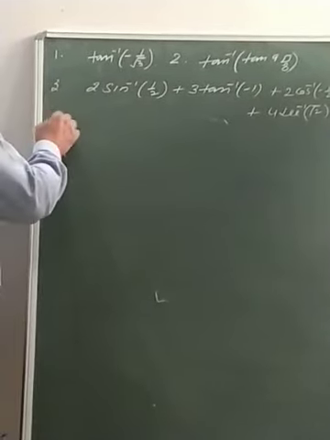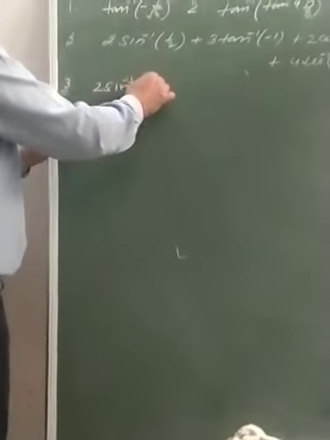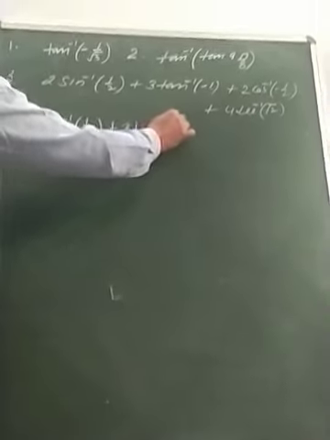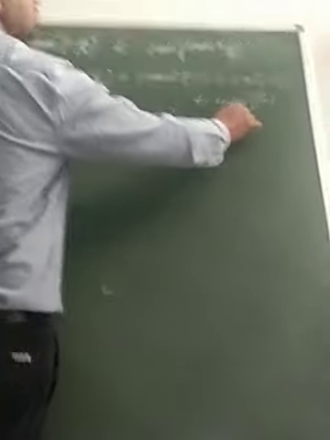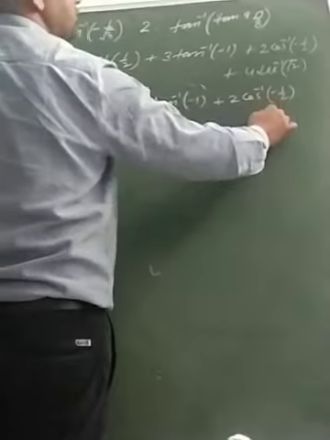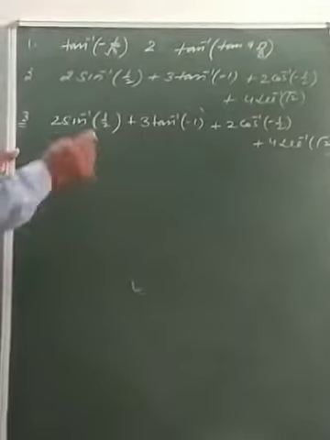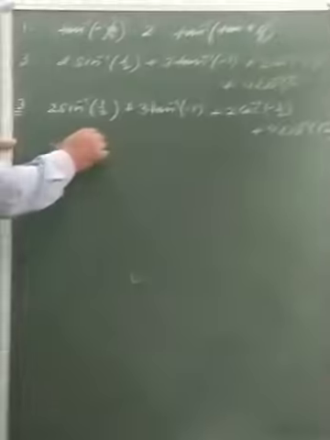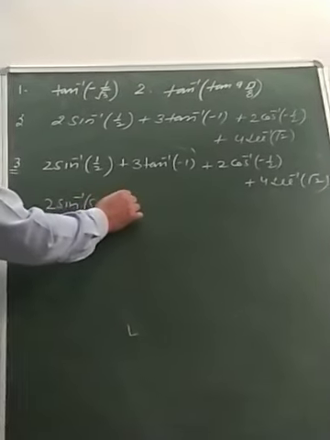In question number 3: 2 sine inverse 1 by 2 plus 3 tan inverse minus 1 plus 2 cos inverse minus half plus 4 secant inverse under root 2. You will see today where sine is 1 by 2. According to the table, sine pi by 6 is 1 by 2.